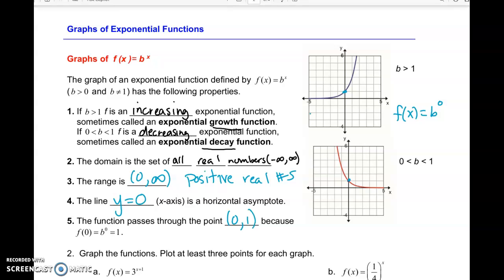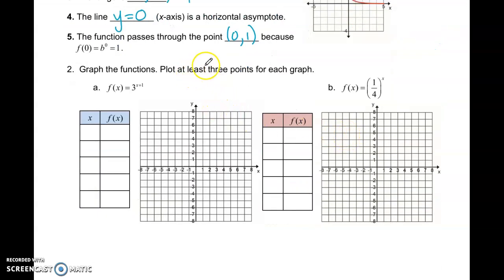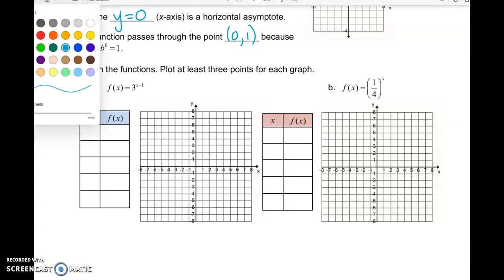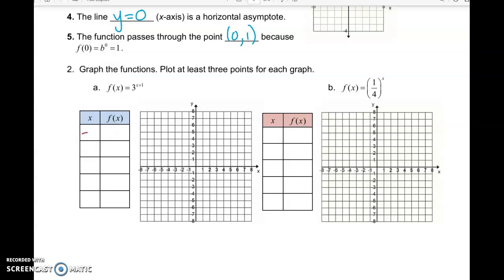So we have some functions below, and it says to graph these functions. And it asks us to plot at least 3 points for each graph. So when you go to graph these types of functions, you want to pick some points, I would suggest, around the origin. So the origin is here, and I would suggest first starting with these 5 x values. Now, like it said, you have to do at least 3. I'm going to do 5 just to help me draw the graph. So I'm going to start with -2.